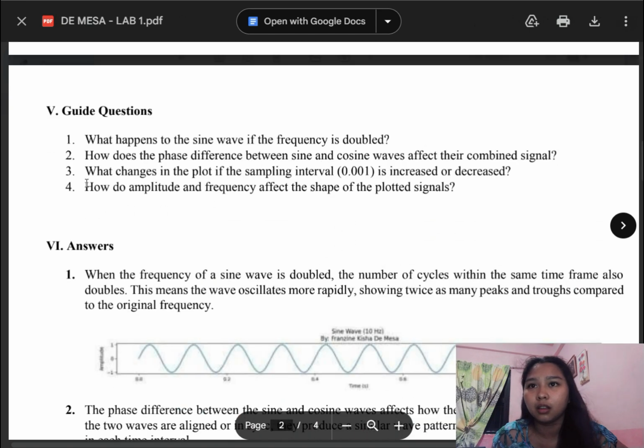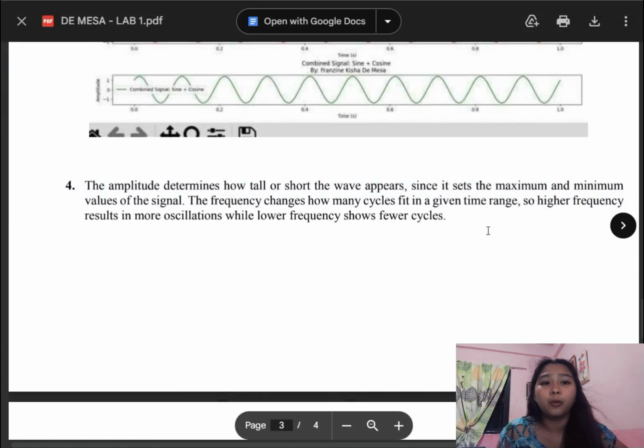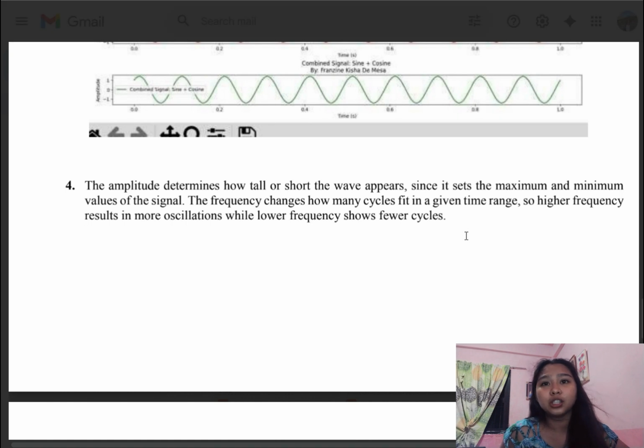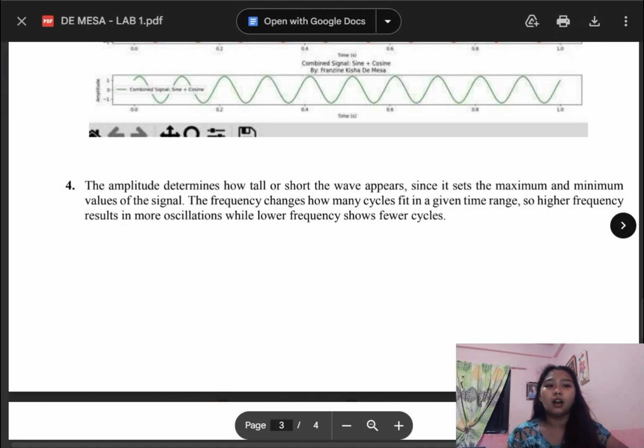For the last question, how do amplitude and frequency affect the shape of the plotted signals? The amplitude determines how tall or short the wave appears, since it sets the maximum and minimum values of the signal. The frequency changes how many cycles fit in a given time range. Higher frequency results in more oscillations, while lower frequency shows fewer cycles. In simple terms, the higher the amplitude, the taller the peaks, while frequency controls how many cycles appear in the plot.